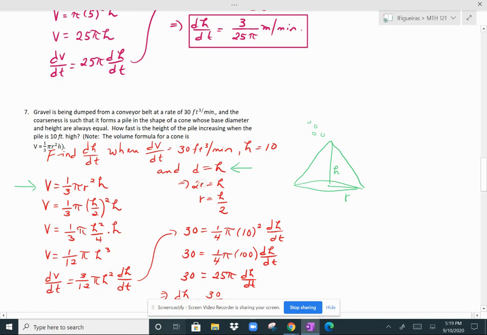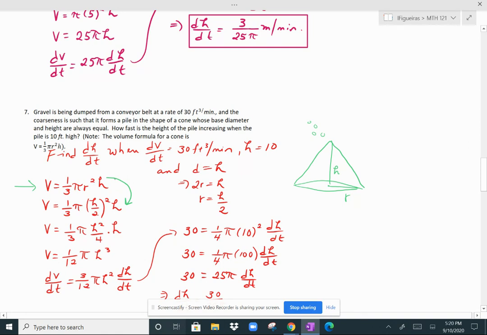Remember, the diameter is twice the radius. So that means that the radius is equal to the height divided by 2. So using that information, because I do know something about my height is 10, that's given, I'm going to replace the r with h over 2. So from this line to that line, that's exactly what I did.